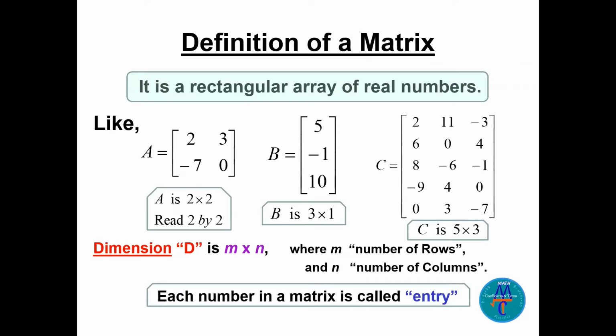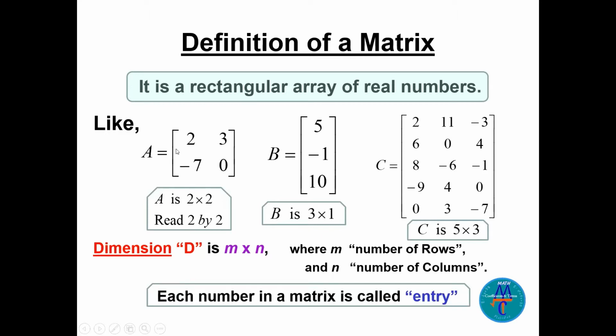Now, when we say what is a matrix, simply it is a rectangular array of real numbers. We have real numbers in a rectangular form. It can be square like this or rectangle. We have some numbers there. They can represent anything. The dimension is m by n. We don't say m times n. We say m by n. Like this is 2 by 2.